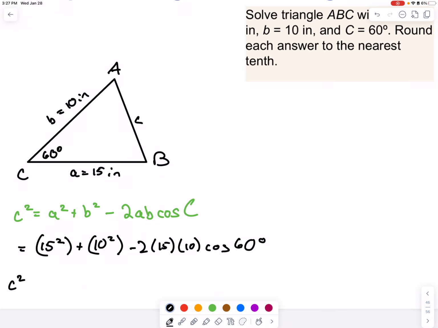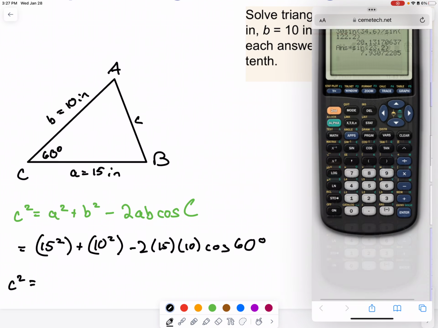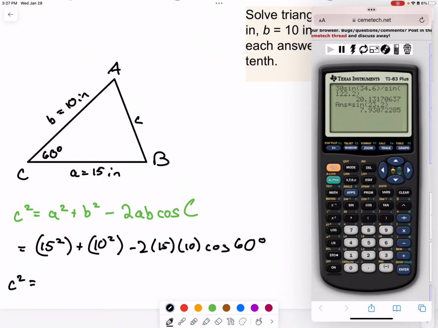So then c squared equals 15 squared plus 100 minus 2 times 15 times 10 times the cosine of 60 degrees. Let me make sure I am in degrees. So for c squared, we're getting 175.